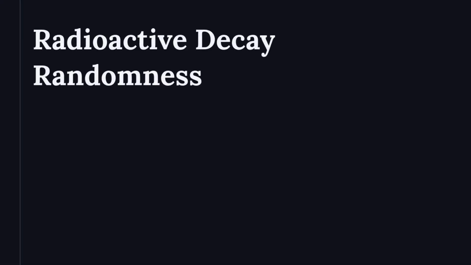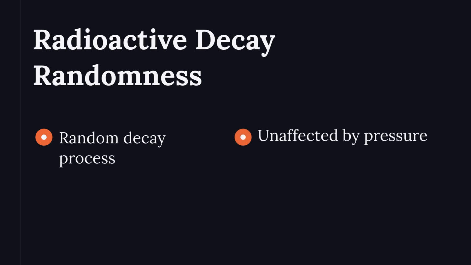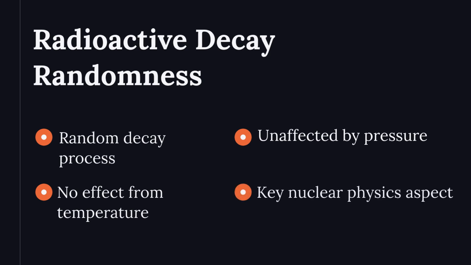Radioactive decay is inherently random. It cannot be predicted for individual nuclei. Decay remains unaffected by temperature, pressure, or chemical state. This unpredictability is a fundamental aspect of nuclear physics. Understanding this randomness is crucial for accurate predictions.